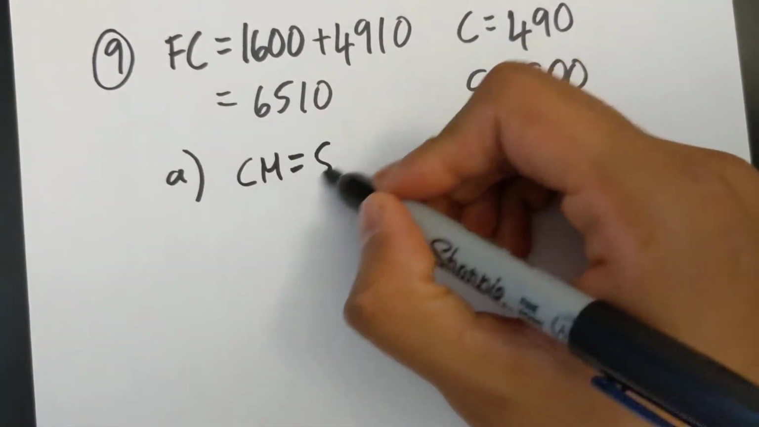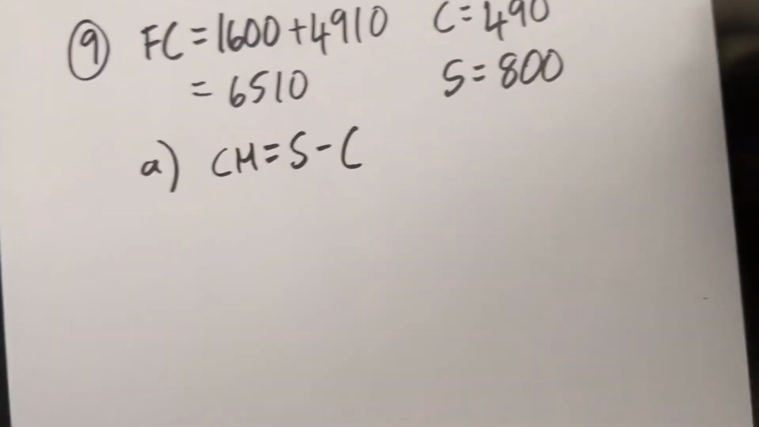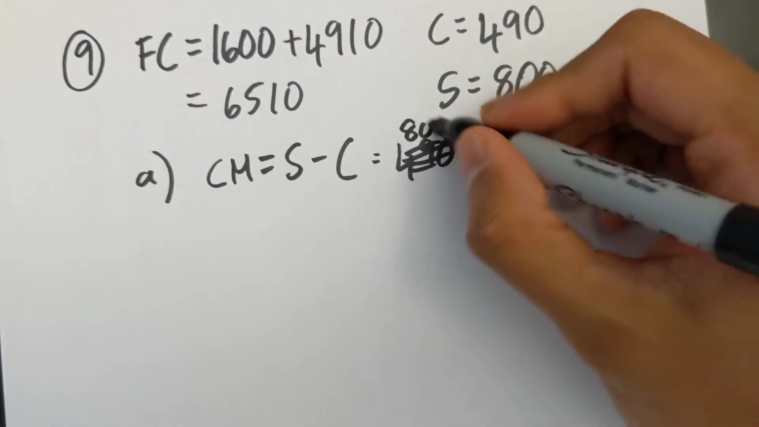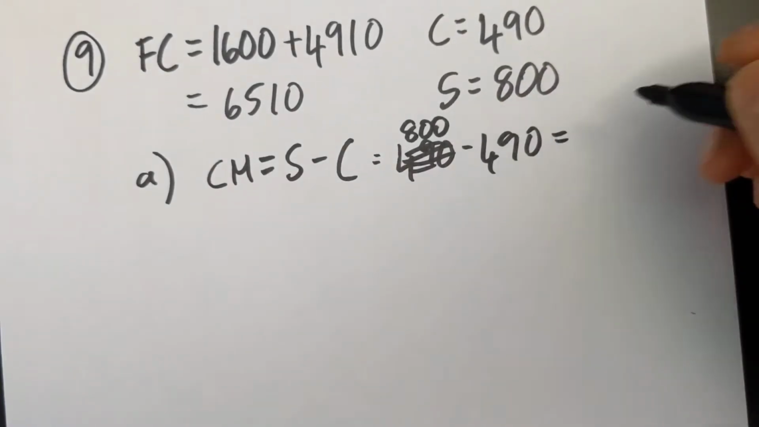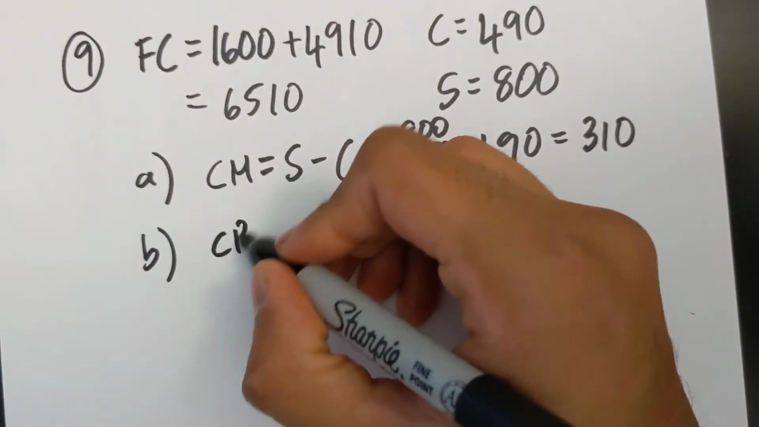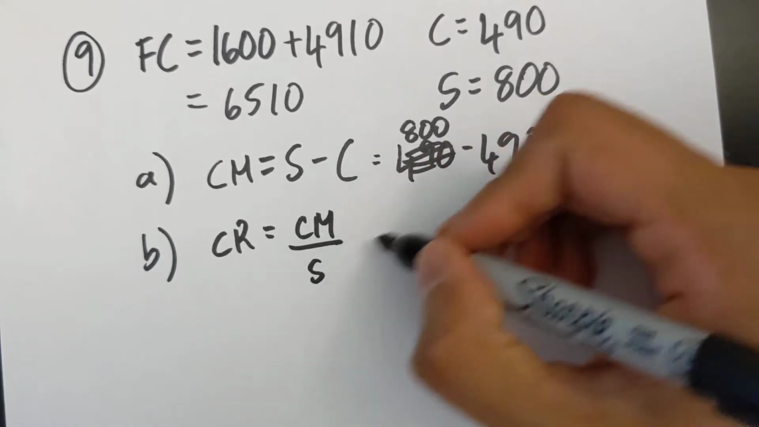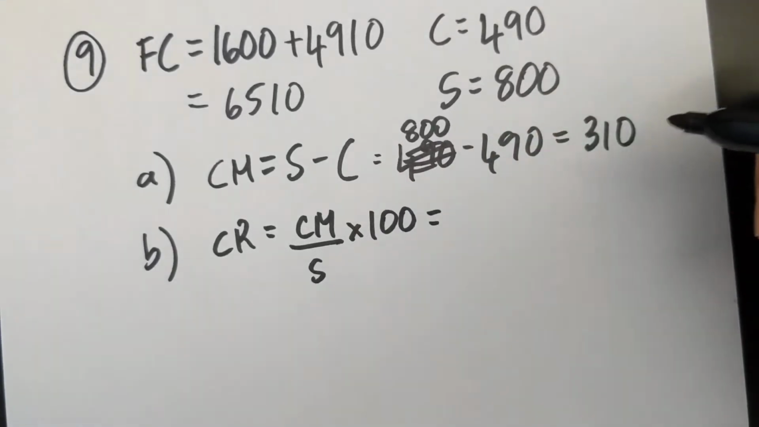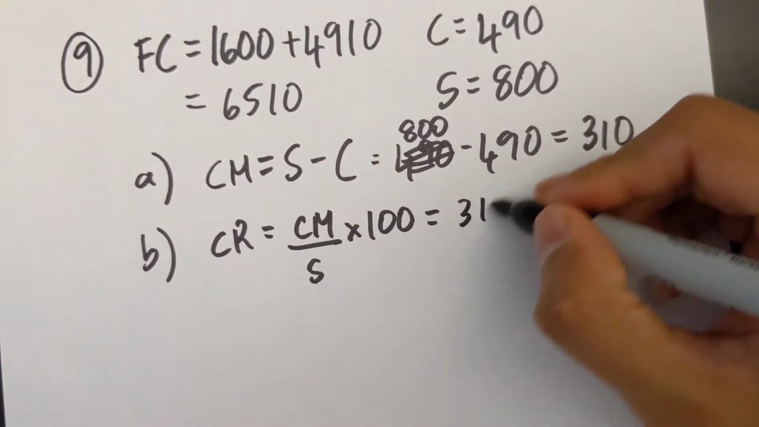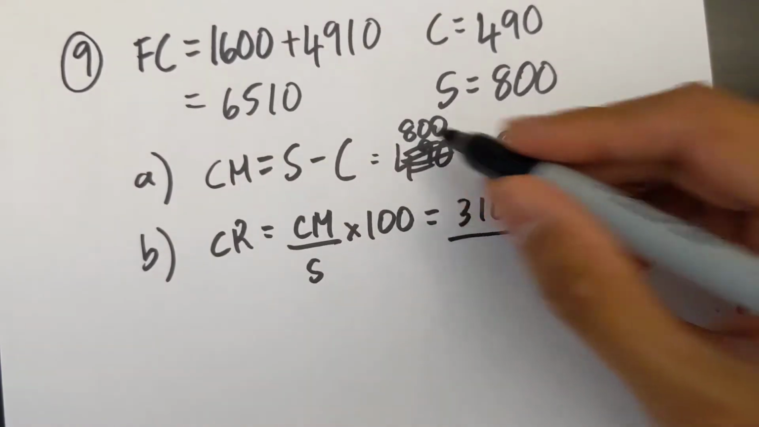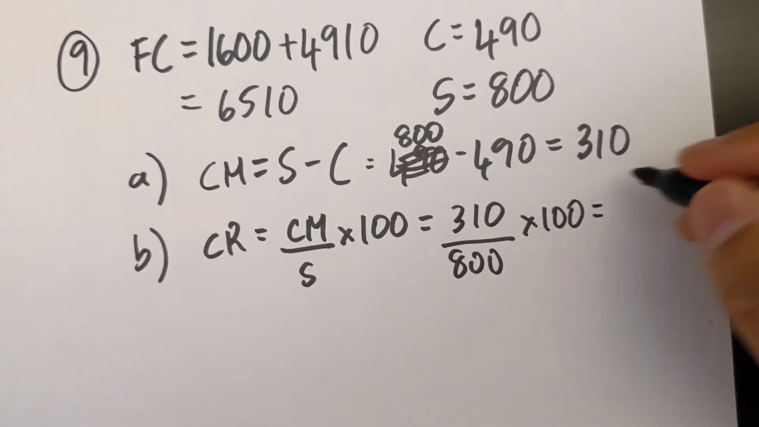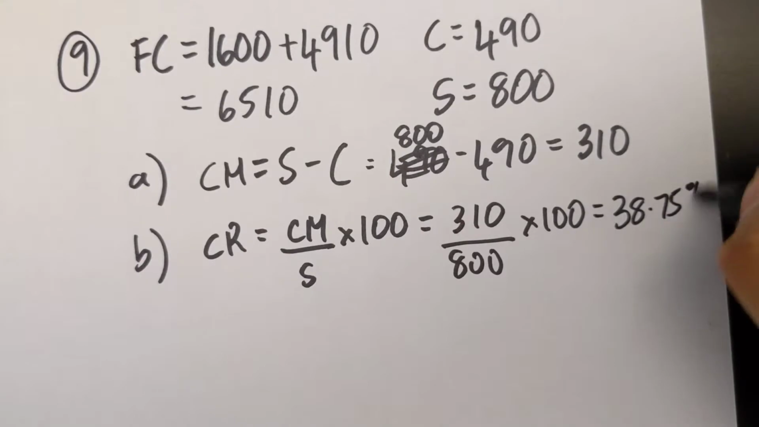A part says find the contribution margin. So contribution margin is just selling price per unit minus cost per unit. So in this case it's 800 minus 490, which is $310. Contribution rate is just contribution margin over selling price times 100. So your contribution margin is 310. We found that in the previous part. Your selling price is 800. That's given in the question, and we multiply by 100. That's going to give me 38.75%.